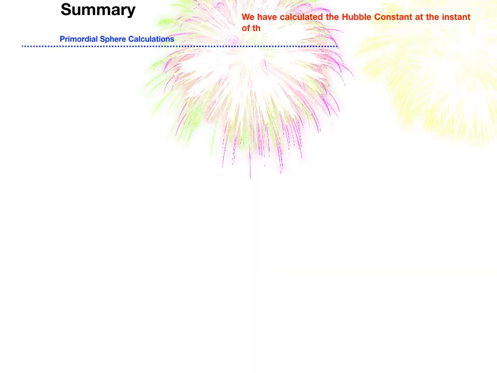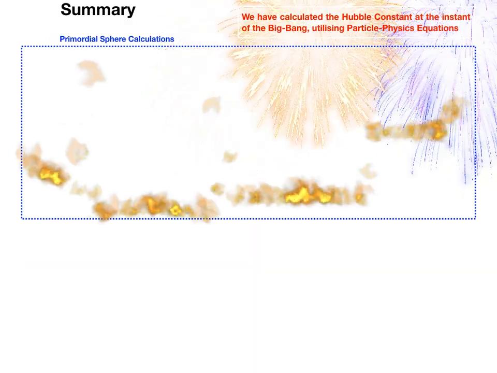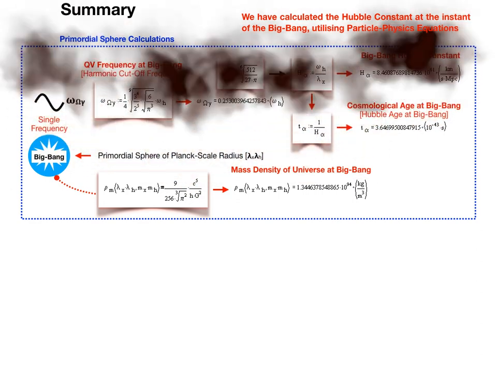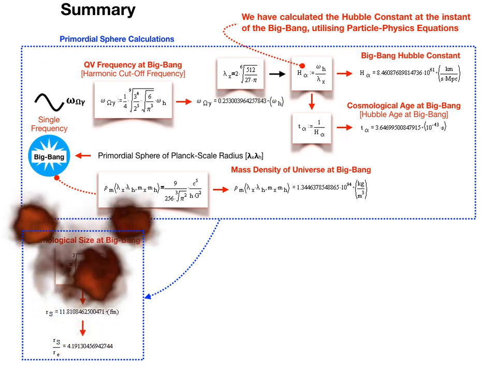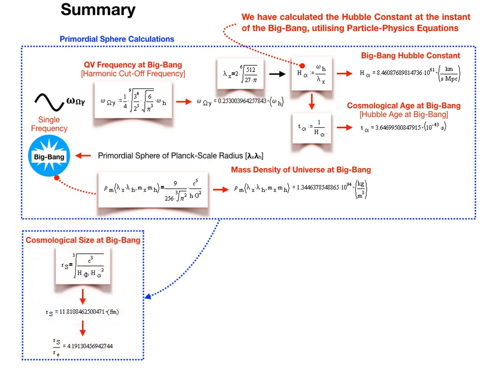In this episode, we have determined important physical properties at the instant of the Big Bang. From this, we determine how far these physical properties extend, resulting in cosmological size at the instant of the Big Bang. Obviously, the physical properties displayed on screen are important, but what is equally important is to appreciate the difference between our primordial sphere concept and the physical size of the universe at the instant of the Big Bang. We call this size the singularity radius.